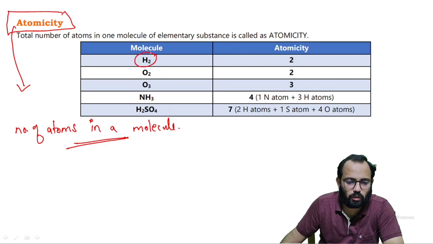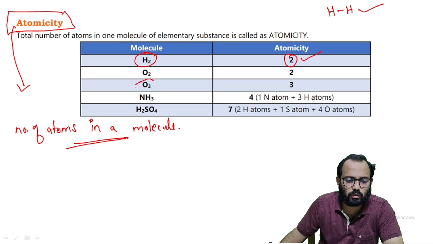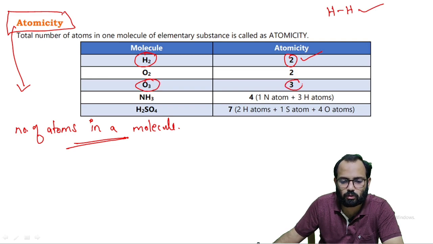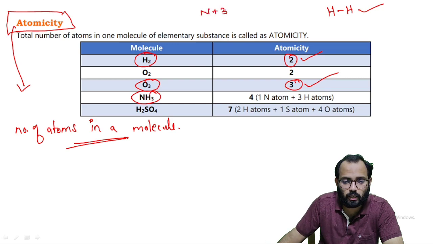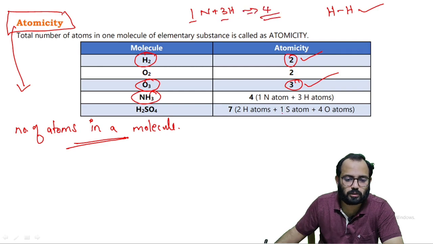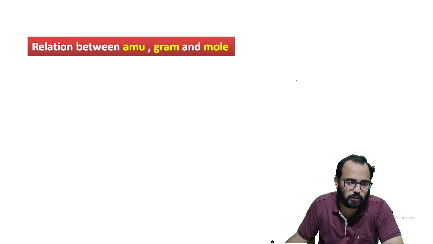Let's find out. H2 molecule, how many hydrogen atoms? 2 hydrogen atoms, so atomicity 2. For ozone, how many oxygen atoms? 3 oxygen atoms. NH3, how many atoms in total? 1 nitrogen, 3 hydrogen, so total 4 atoms. So atomicity is 4. Like that you can find out the atomicity.